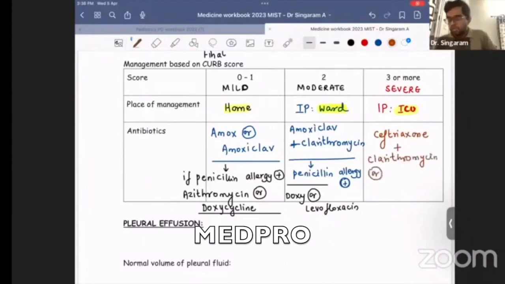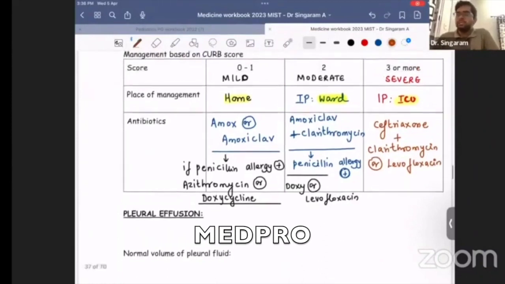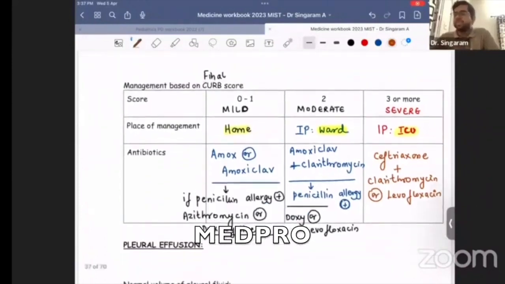or levofloxacin. Please make a note of it. Or levoflox. That is the point you need to remember. Are you able to follow this? Ceftriaxone plus clarithromycin or levofloxacin. Are you able to follow this? Okay, right? So this is something according to the situation, according to what type of management you have to choose the antibiotic. Of course, I do agree that it may appear slightly tricky now, but please go through this list only because that is where your questions are asked from. Because based on the CURB-65 score only, we decide on the management.